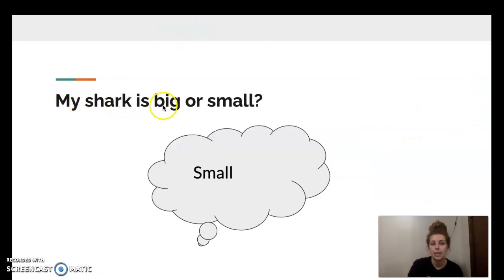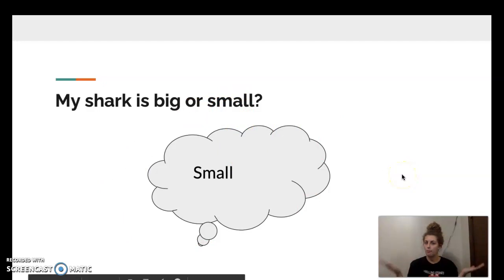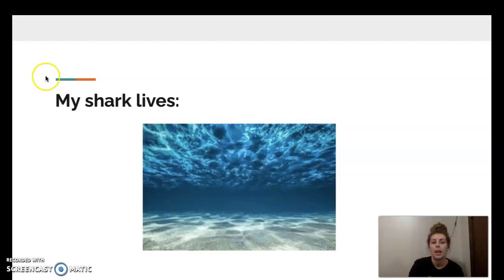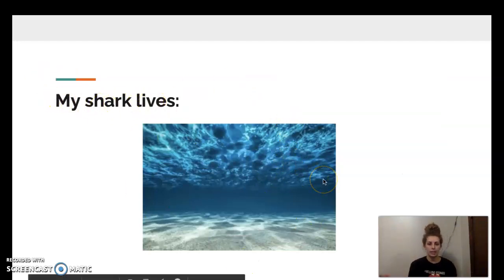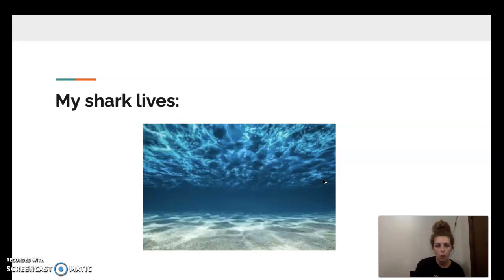My shark is big or small. Remember to be writing all this down on your paper. My shark is small. Is your shark big or small? My shark lives in the ocean. But where at in the ocean? In the deep, deep ocean, at the top? While Grayskin lives at the shallow part of the ocean. Where does your shark live?